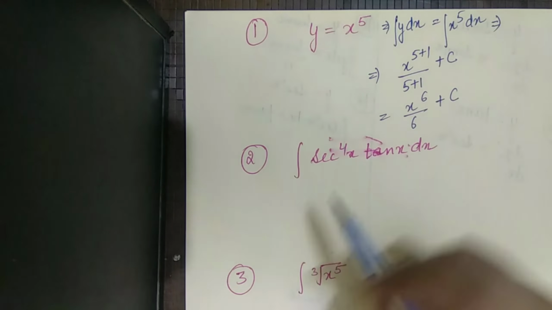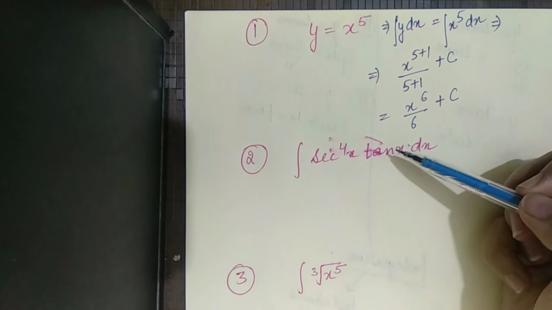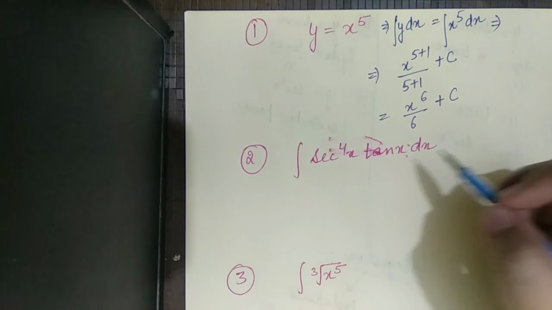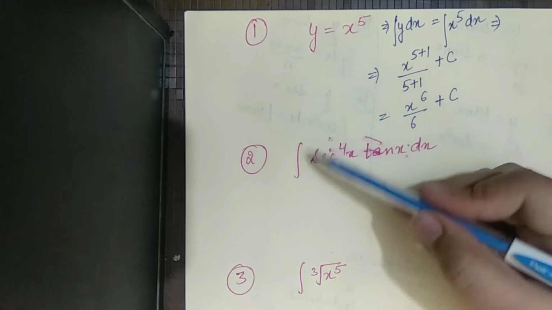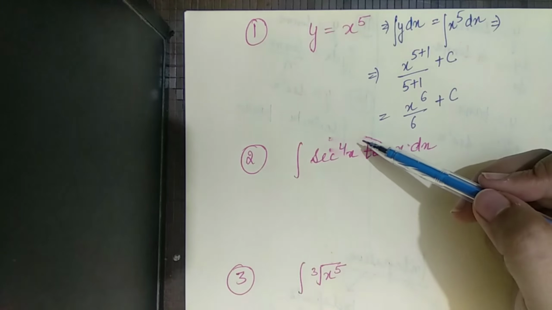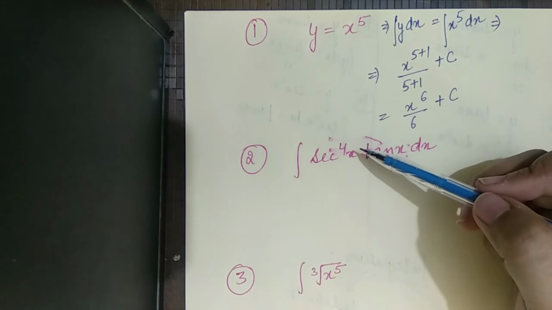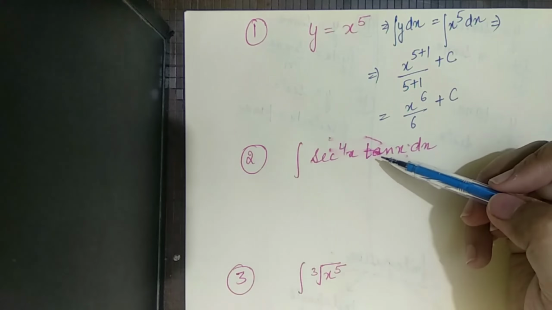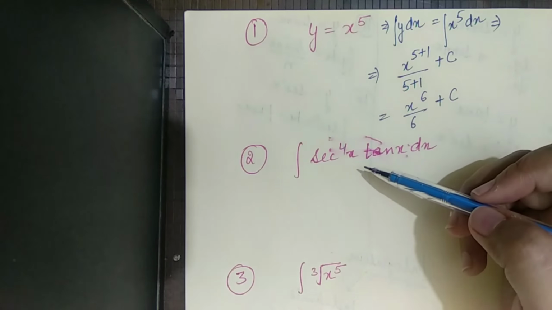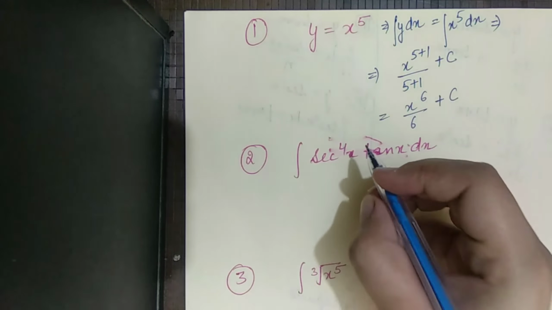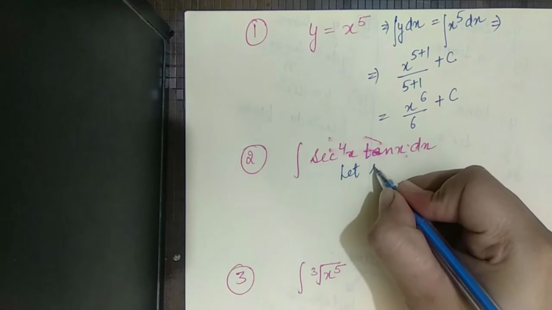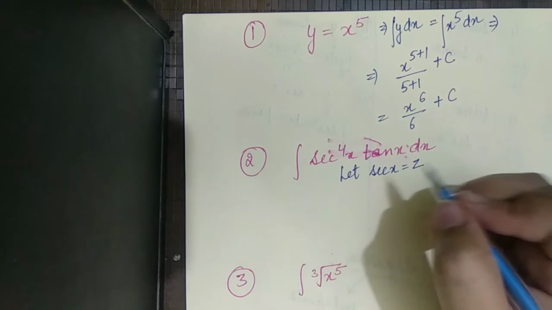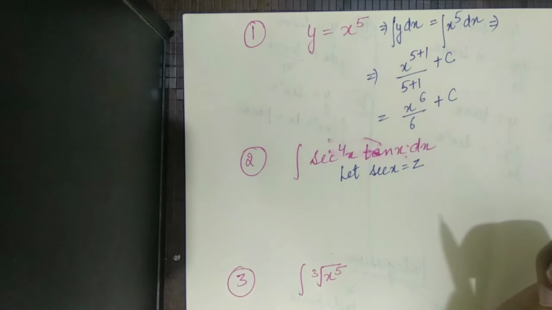Now in this, secant 4x tan x, you need to understand this phenomenon. What kind of integration do we already know? We know that the integration of secant square x is tan x, right? So let's suppose secant x is equal to z. Let's suppose secant x is z.